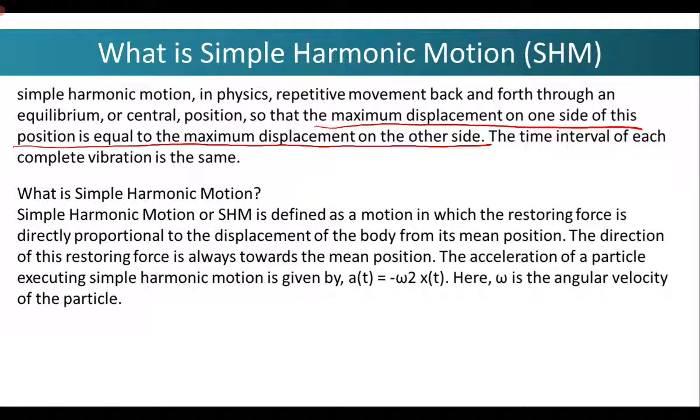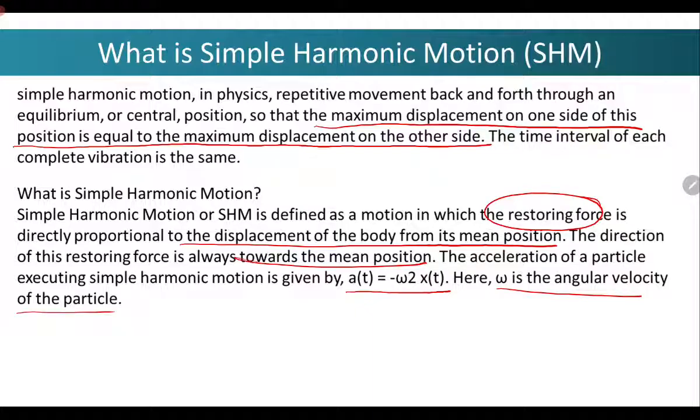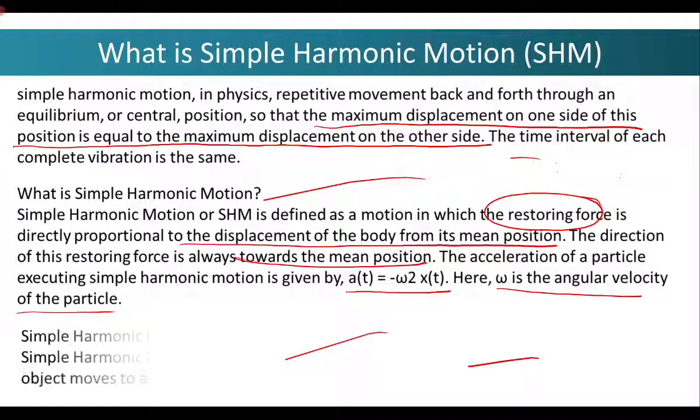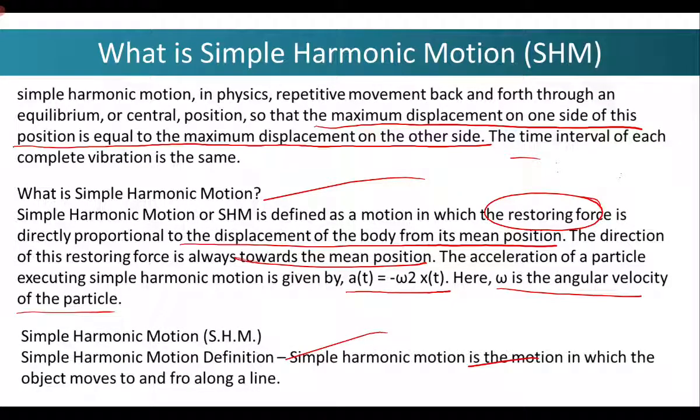Simple harmonic motion is defined as motion in which, as we have seen in the last slide, the restoring force is directly proportional to the displacement of the body from its mean position. The direction of this restoring force is always towards the mean position or equilibrium position. The acceleration of the particle executing simple harmonic motion is given by a equals minus omega square x, where omega is the angular velocity of the particle. In short, simple harmonic motion is the motion in which the object moves to and fro along a line.